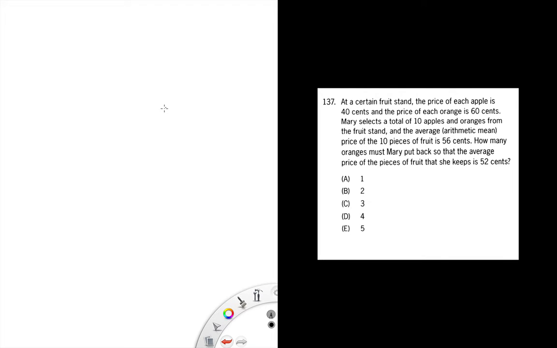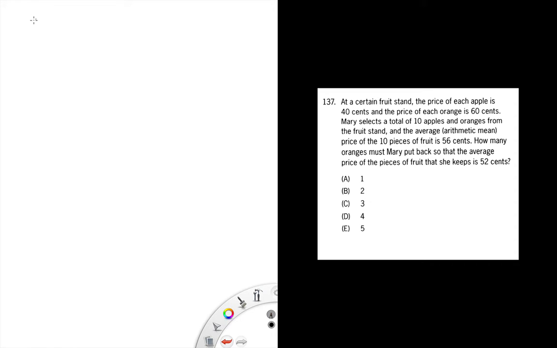We've got a weighted average question for which we're given all the information that we need actually to solve for the original number of apples and the original number of oranges. And then we're asked to subtract the number of oranges to change that weighted average to 52 cents.